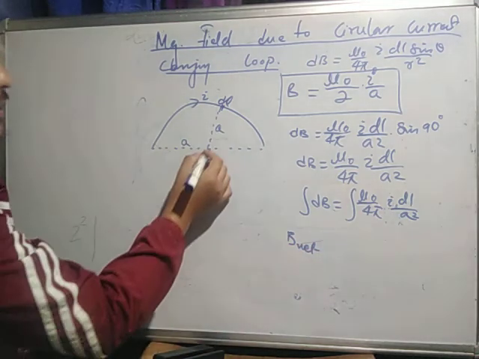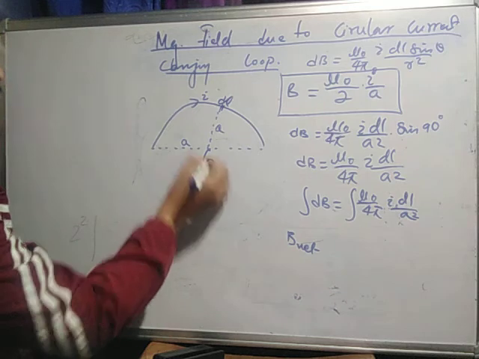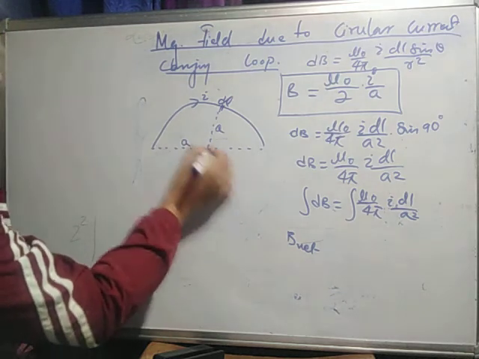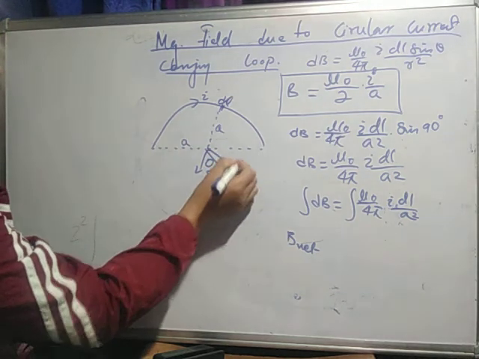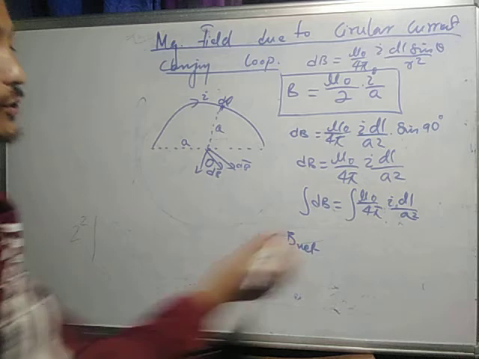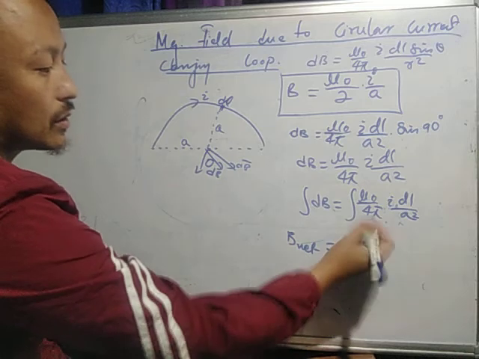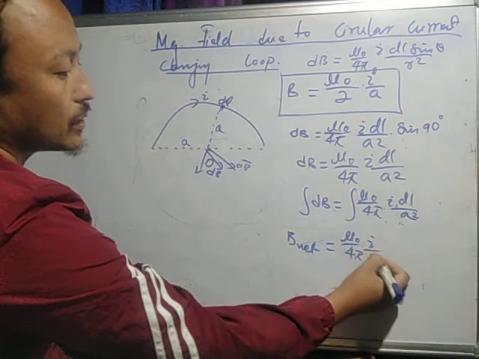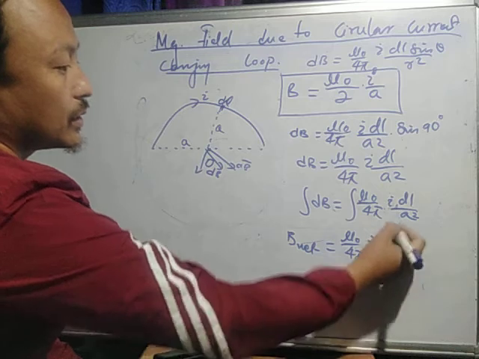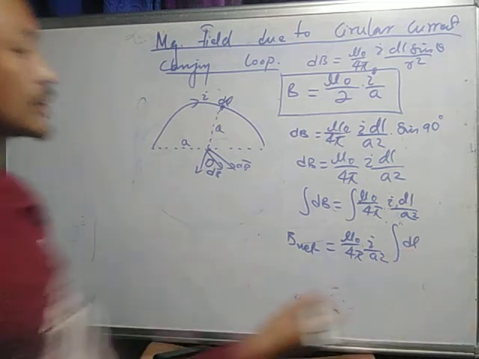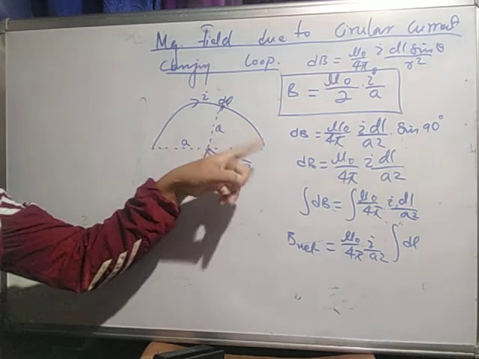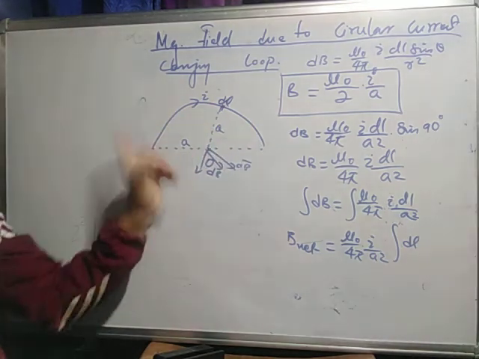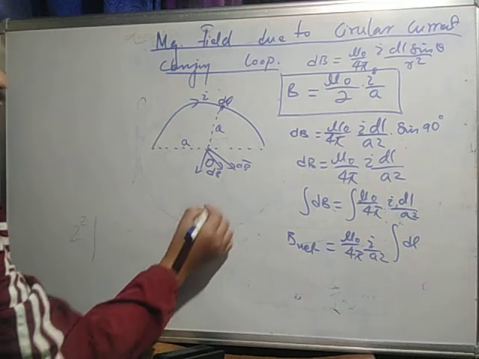Why? Because it will produce dB here, isn't it? Many books say the direction of dB is the same. So equals to constant taken out, mu naught by 4 pi I by a square. So integration of dl, isn't it? So here it is a semicircle, dl. When we integrate all dl what do we get? We get the semicircle. So dl equals to how much?